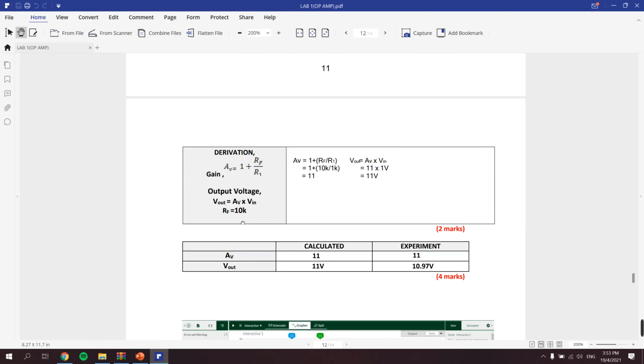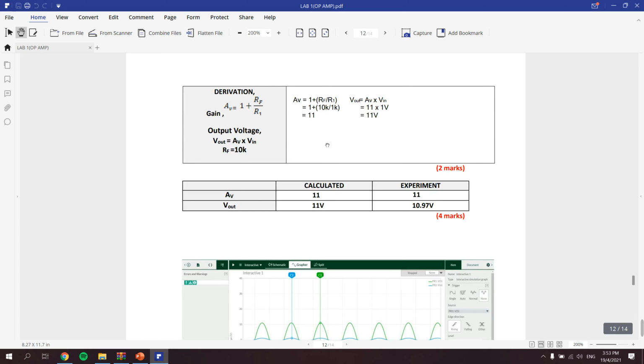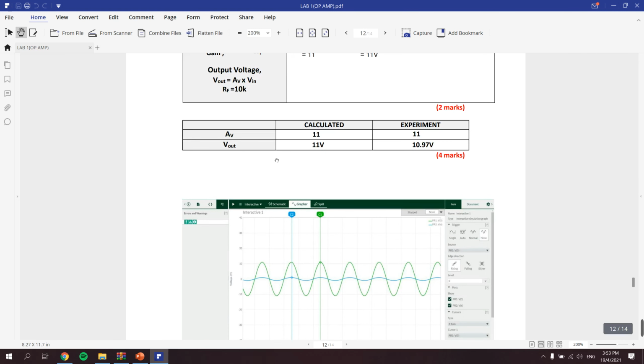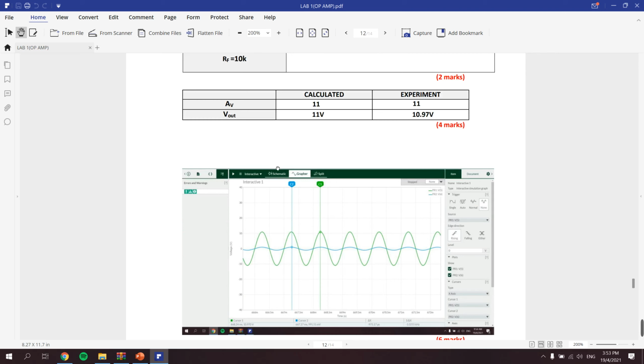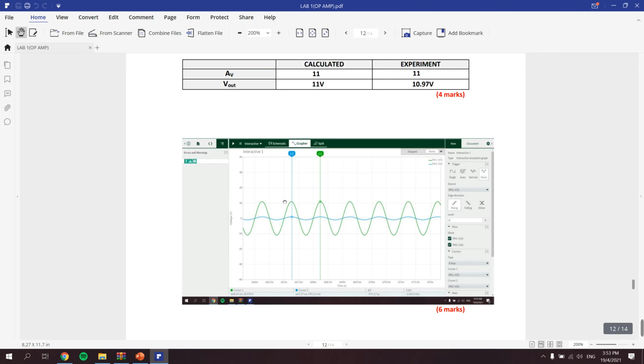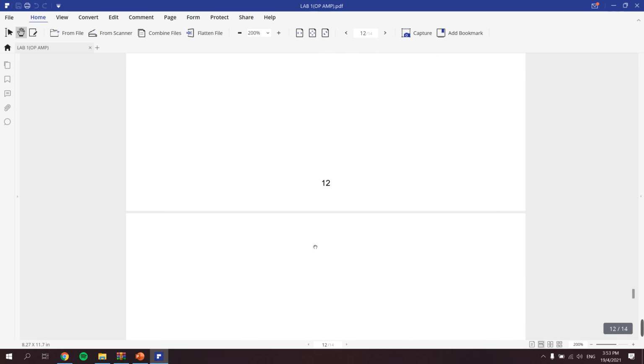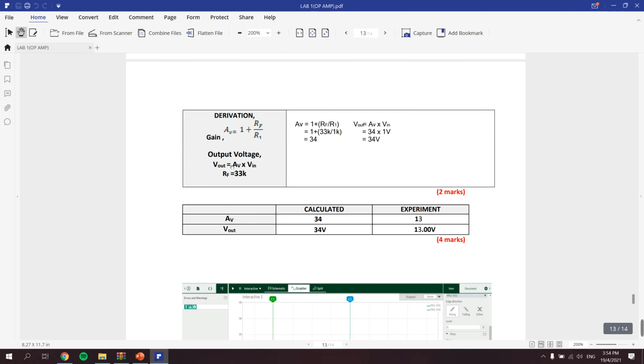For 10K, we also did the simulation, so we got around 11 gain and 11 voltage out. As you can see, I already did the simulation. We get around 10.97, which is 11, and 991 millivolt, which is around 1 volt, for the 10 kilo ohm resistor. Next will be RF 33K.